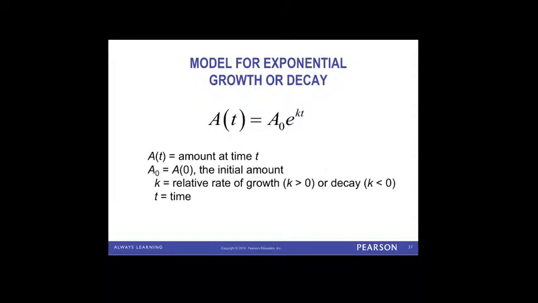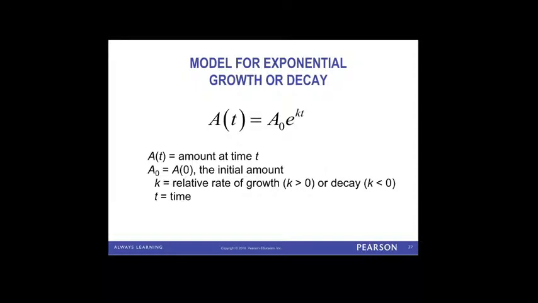So this is the exponential growth or decay model, where A of t is the amount present at time t. A naught is basically the initial amount. It's like your p, right? In the previous examples, we were calling this p. Now we're going to call it A naught, or the initial amount. K is the relative rate of growth if k is positive, or it's the rate of decay if k is negative. And then t is your time. We often use this for population growth, up to an extent. Let's see it in action.